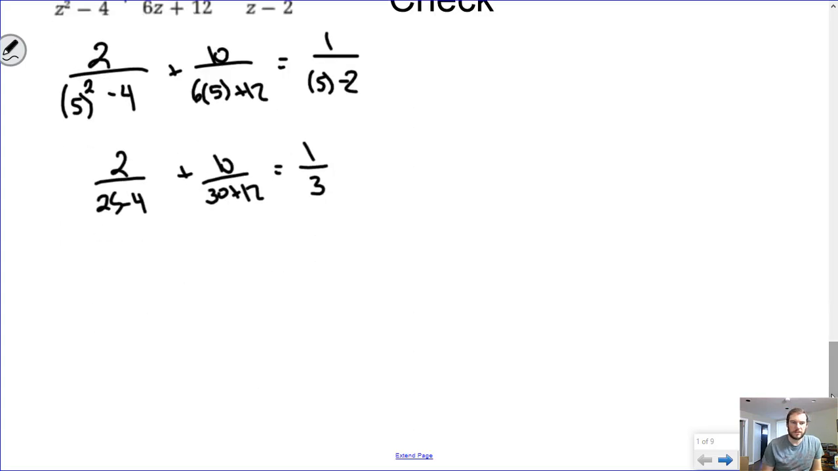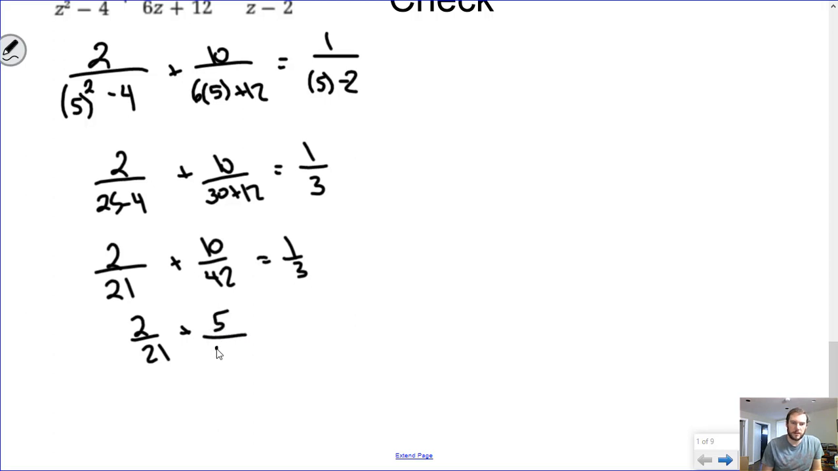All right, and then just kind of slowly work my way through it. So 2 over 25 minus 4 is 21, plus 10 over 42 is equal to 1 over 3. So this is 2 over 21 plus, there's a common factor here of 2. So if we divide the 10 by 2, we get 5. And if we divide the 42 by 2, we get 21.